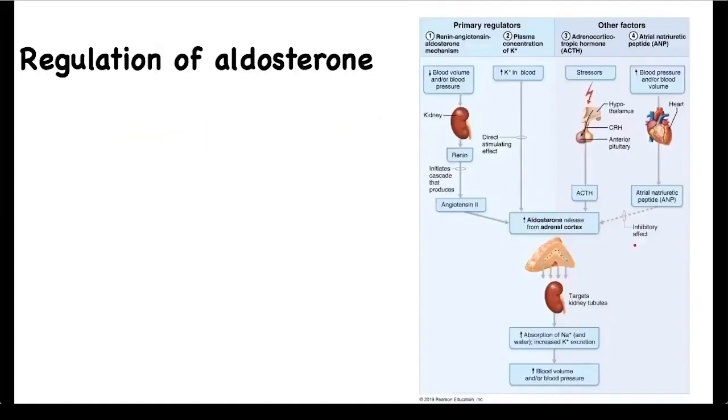Let's look at regulation of plasma aldosterone levels. There are two primary regulators: the renin-angiotensin-aldosterone mechanism and the levels of potassium in your plasma. Let's start with RAS. Recall that a drop in blood pressure at the kidneys stimulates the release of renin, which in turn will initiate a series of reactions resulting in the production of angiotensin II. Angiotensin II goes to the adrenal cortex to cause the release of aldosterone.